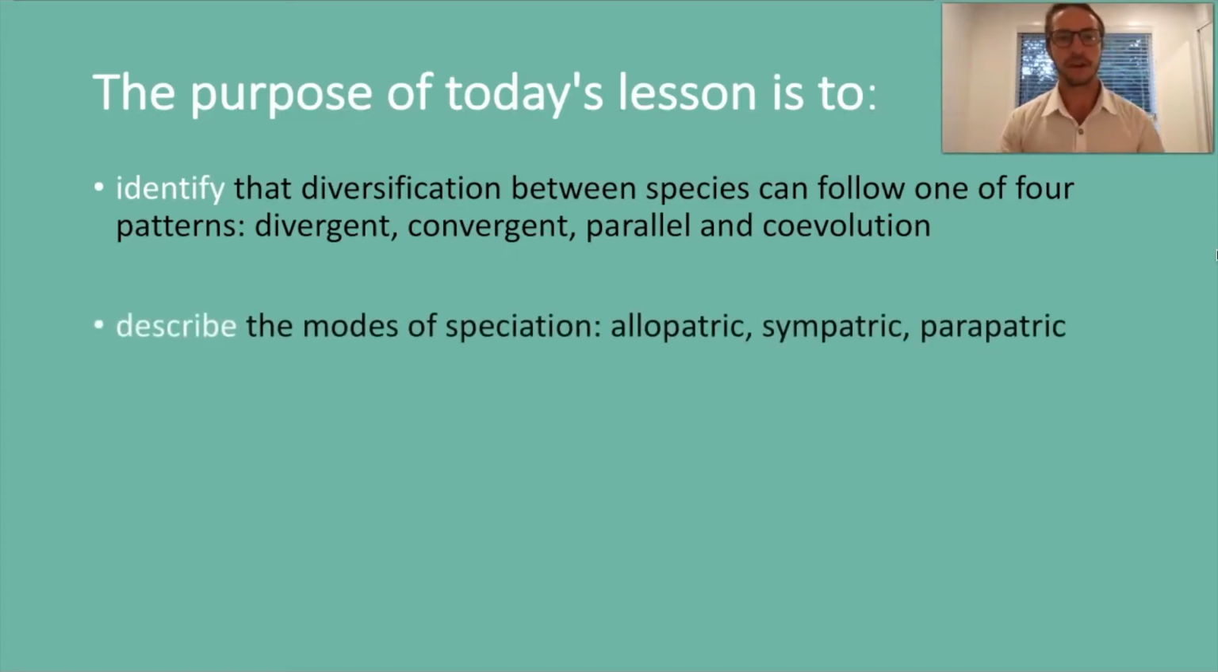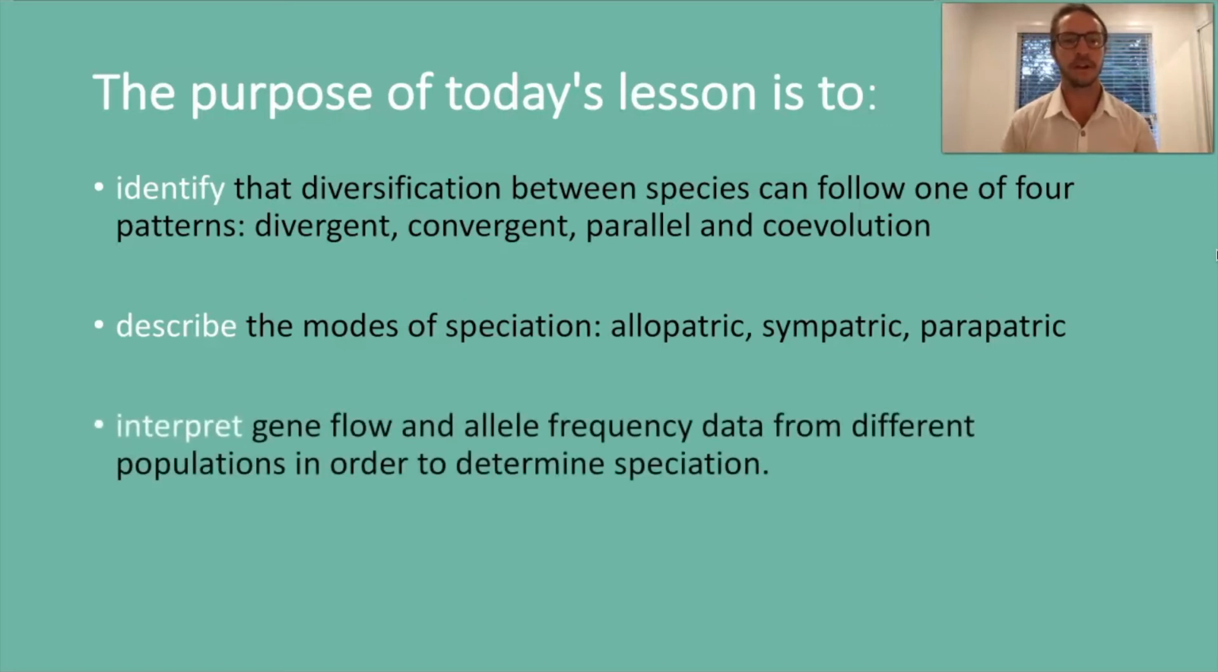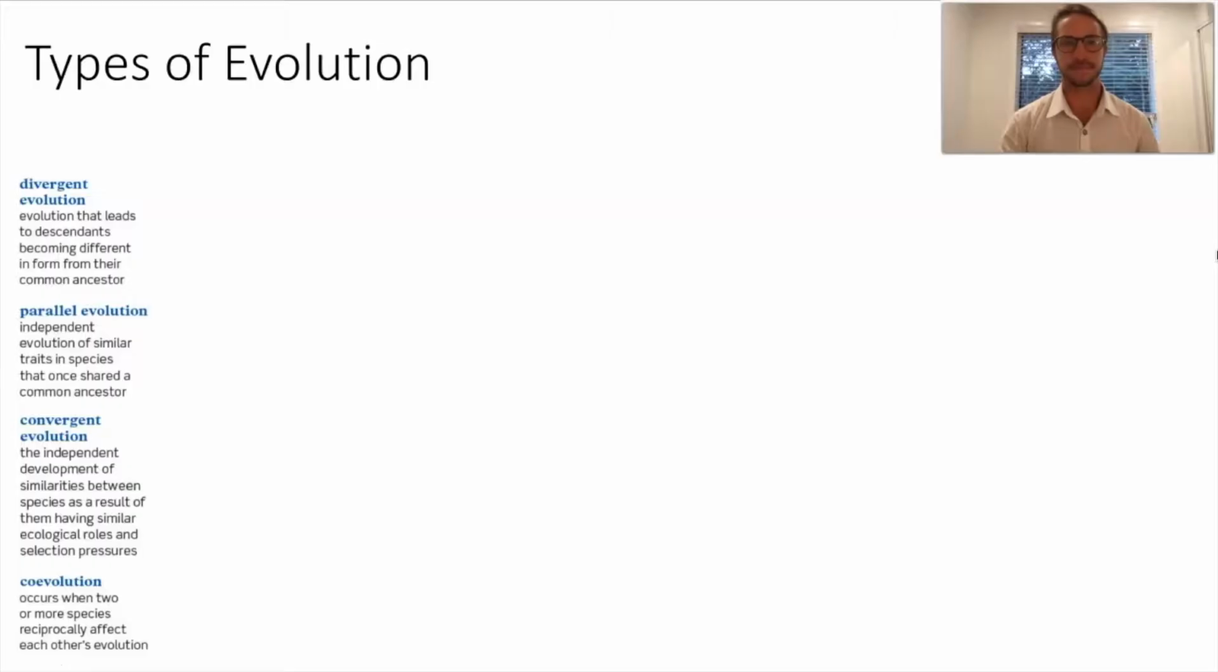Secondly, to describe the modes of speciation, that is allopatric, sympatric, and parapatric. And thirdly, to interpret gene flow and allele frequency data from different populations in order to determine speciation. So you can pause the video here and maybe just write your own version of those learning goals down. Cool, let's get into it then.